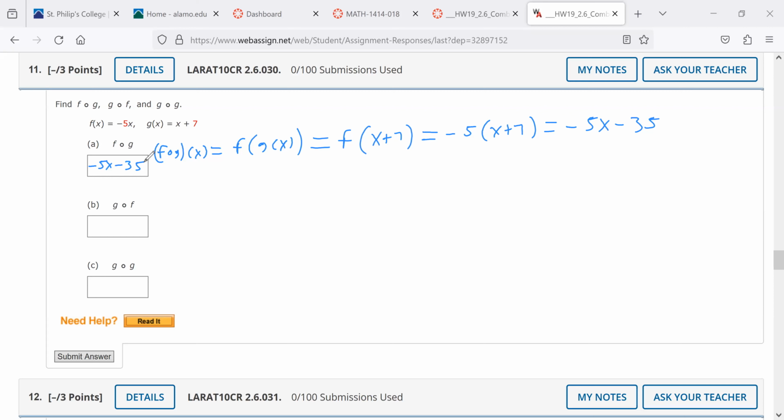Does that logic make sense to you? I input x plus 7 into F. What does F do? Well, F multiplies whatever input times -5. So here we go, -5 times that input, which happens to be G, gives us this new composed function. Any questions on part A?